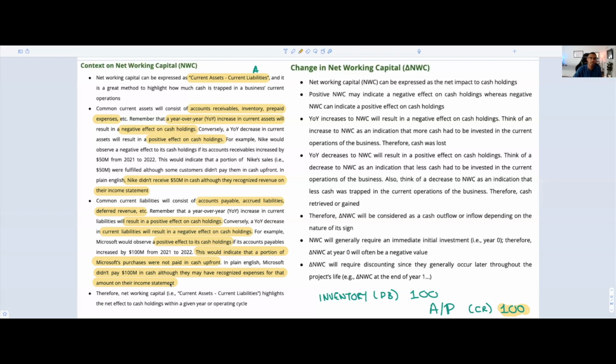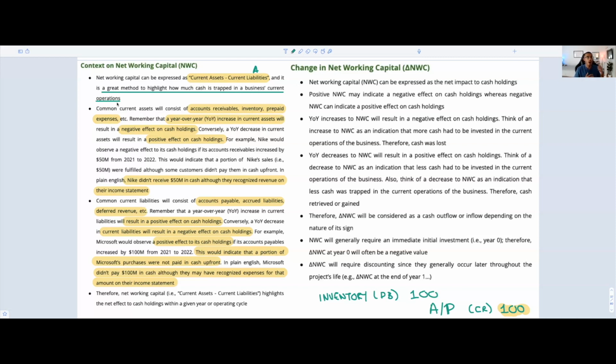And that's why I highlighted this here, and I'll put it in green, is that the net working capital formula is a very good method to highlight how much cash is being trapped in a business's current operations, or how much cash is trapped in a business's project or a new project, right? Because you know that a new project will require a different set of current assets and a different set of current liabilities. And the difference between the two will highlight how much actual cash is being invested actively or is being trapped or is within the cycle of that project, okay? So that's important to understand.